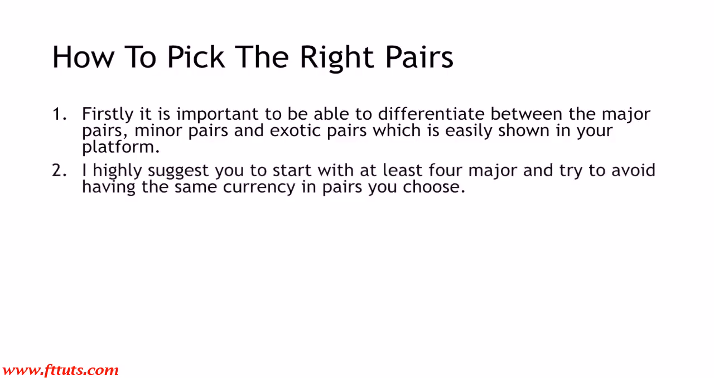I highly suggest you start with at least 4 major pairs and try to avoid having the same currency in the pairs you choose. Basically, when you're still a beginner, it's nice to just jump onto the markets and trade each and every pair. But I suggest that when you're trading AUD JPY, try to avoid trading GBP JPY, USD JPY, CAD JPY at the same time. Just focus on AUD JPY, USD CHF, maybe CAD. Something that's much more different at the same time.